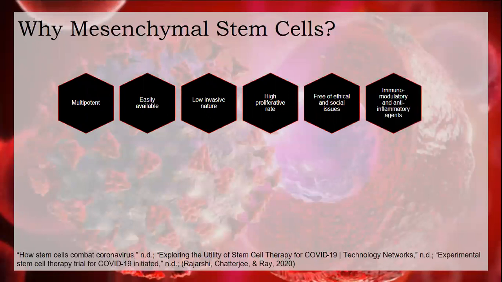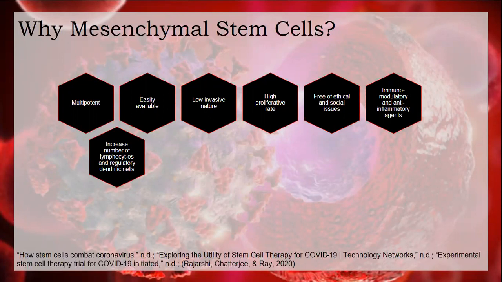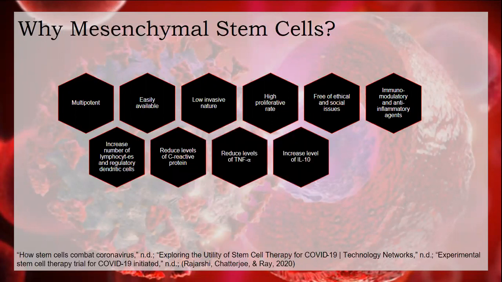These mesenchymal stem cells have immunomodulatory and anti-inflammatory proteins on their surface which help act against infections. Once injected in the body, the mesenchymal stem cells help increase the number of lymphocytes and regulatory dendritic cells. They also reduce the levels of C-reactive protein and TNF alpha. They help increase the level of IL-10 after the therapy has been performed. The dose used of mesenchymal stem cells for therapy against COVID-19 is 1 million cells per kg body weight of an individual who has been infected with the virus.